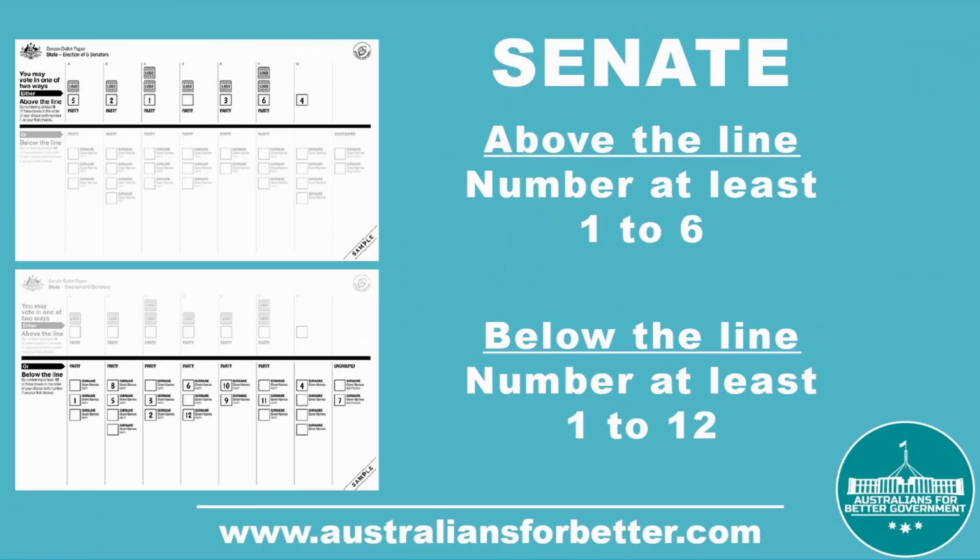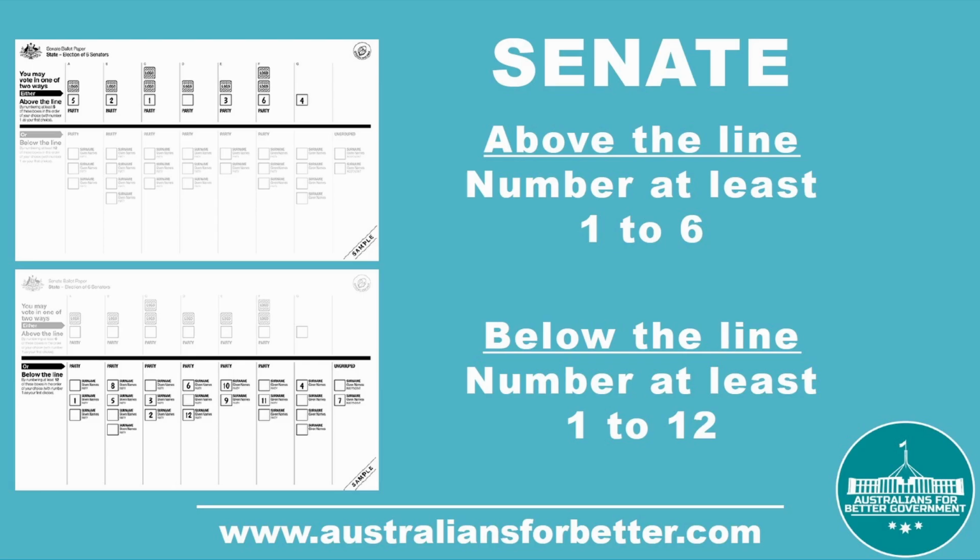Now, this is the Senate. This is what I want to focus on. This is the large white ballot paper. It's for the upper house, the House of Review, or the red house. You might view it that way, the Senate. Now, there's two ways of voting in the Senate, above the line or below the line.